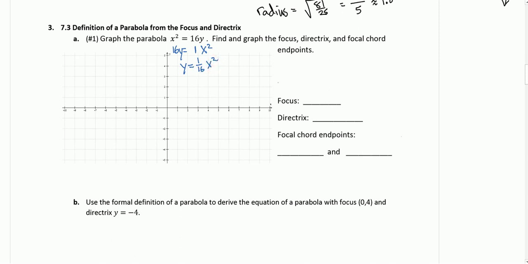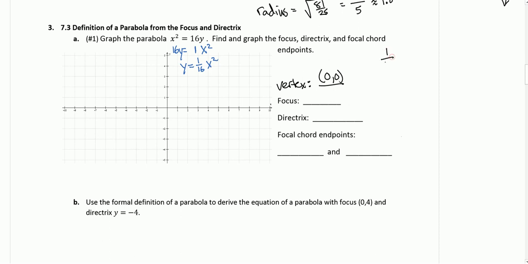So from this equation we can find the vertex. The vertex is going to be 0, 0, because we don't have any number with the x in parentheses. We don't have any number added or subtracted after the x squared either. We just have that 1/16, which we're multiplying by x squared. And that doesn't shift the parabola left or right. So we know we have a vertex at 0, 0.